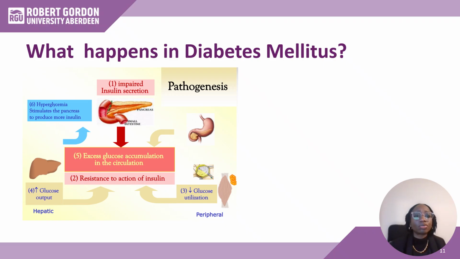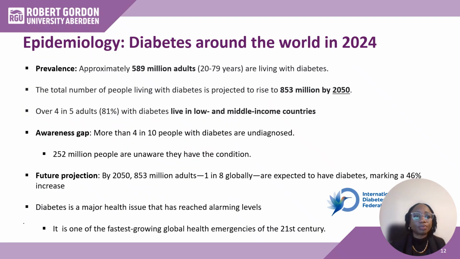That leads to excess glucose accumulation in the circulation, and hyperglycemia occurs, which stimulates the pancreas to produce more insulin. And this is part of that negative feedback mechanism, which I explored in the first part of the series. So have a look at that. If you didn't understand the negative feedback, go back and have a look at that short video.